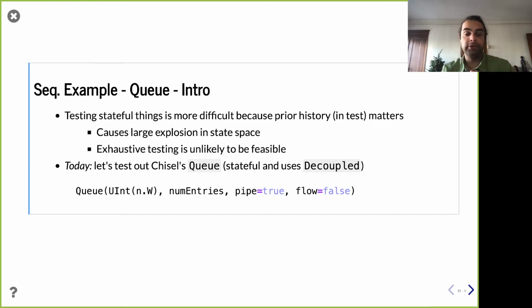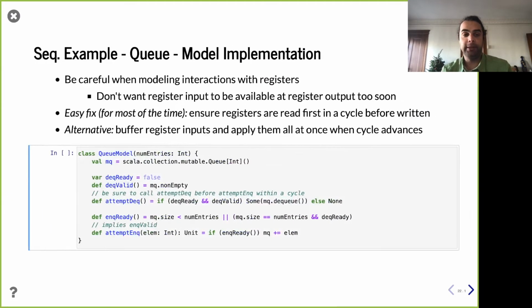Okay, so we're trying to test a num entries deep queue. How are we going to test this? Well, one of the things I was kind of pitching was, we want to have a way of knowing what's right.